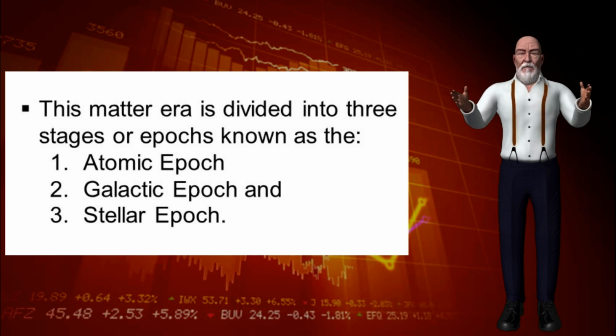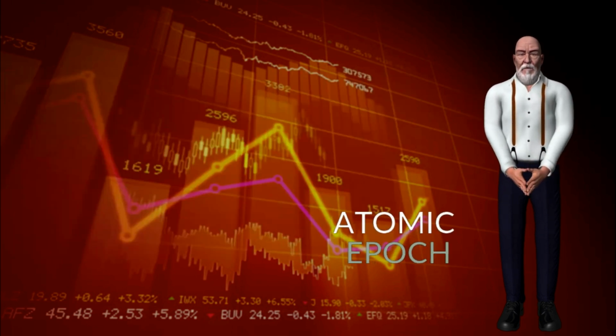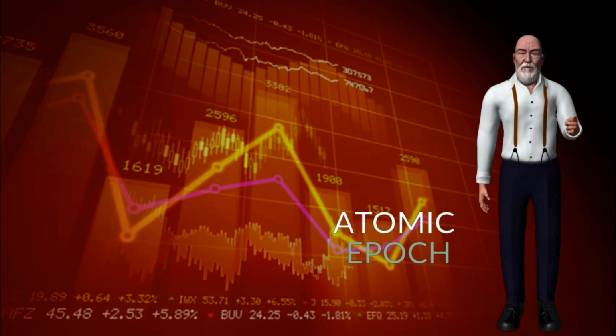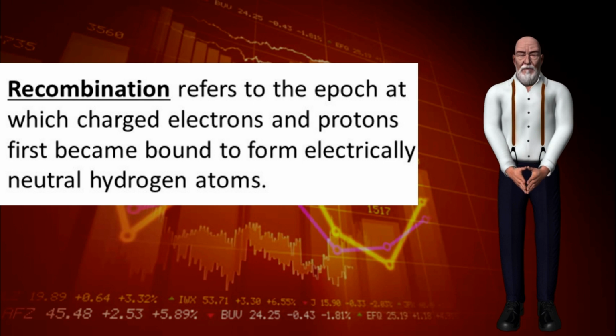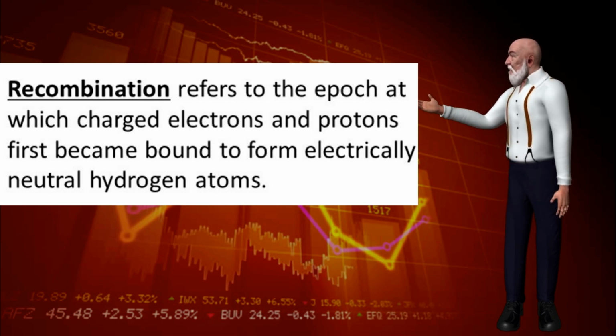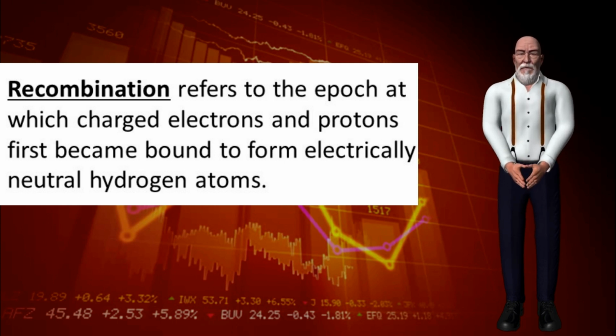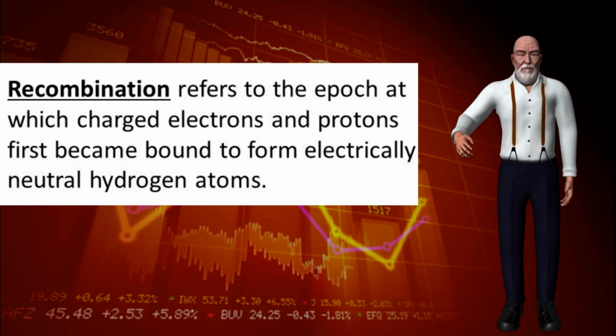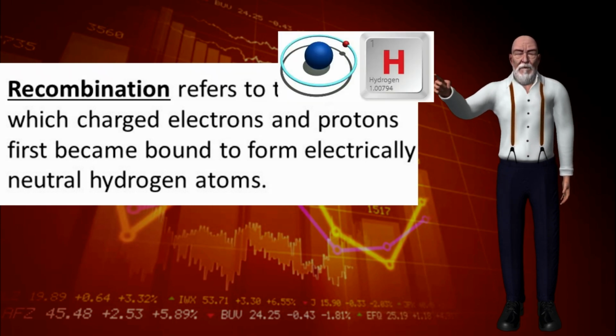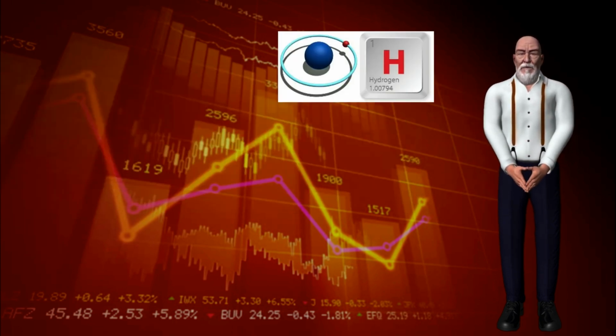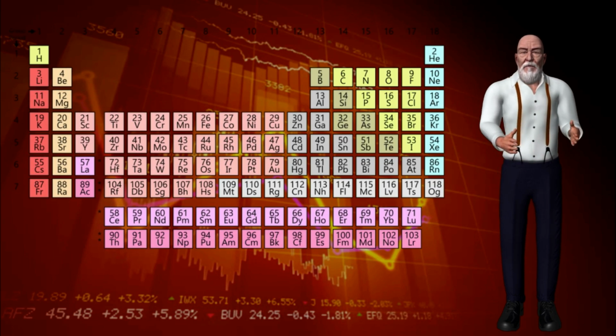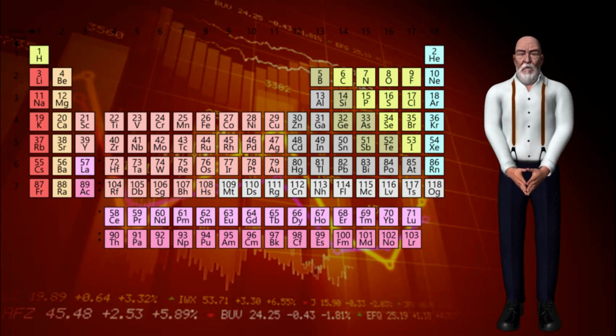The first stage in the Matter Era is the atomic epoch. The temperature of the universe cooled down to 3000 Kelvin, which was enough for electrons to attach to the nuclei, also called recombination. When we talk about recombination, this refers to the epoch at which charged electrons and protons first became bound to form electrically neutral hydrogen atoms. This process gave the universe its second chemical element, hydrogen. This way the universe created all other atoms and all the elements came into existence. This stage occurred after 50,000 years of the Big Bang.